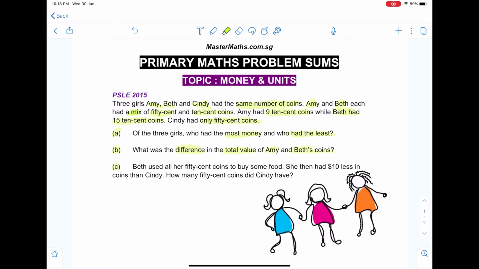And the last part of this question, Beth used all her 50-cent coins to buy some food. She then had $10 less in coins than Cindy. How many 50-cent coins did Cindy have?